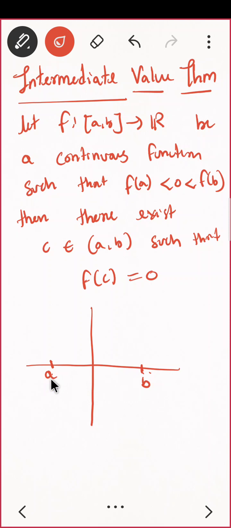So your f of a is negative, so f of a will be somewhere here, and f of b is positive, so f of b you can say is here. So what is f of a? This point, which is a negative number. What is f of b? This point, which is a positive number. Do you see? So what the theorem says, then there exists a point c in the interval (a, b) such that f of c is equal to 0. Do you see that point? Is there any point such that the function will be 0 at that point?